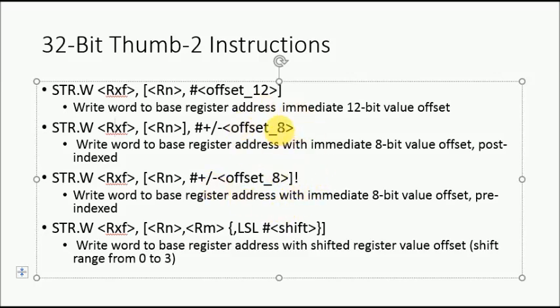Then here we have to provide the offset by shifting logically left, by the number specified here, the content of register Rm, and that will act as the offset. The base address is always present in Rn, so the offset is added. Whatever that offset is, it will be added to this base register and the physical address is calculated. The data present in the register Rxf will be transferred to the physical address. So this is the memory write operation.